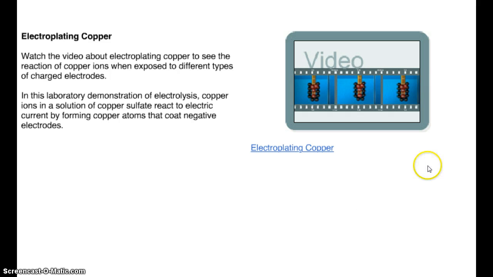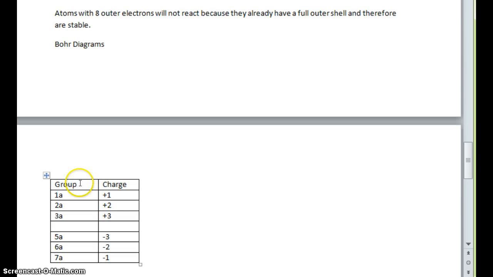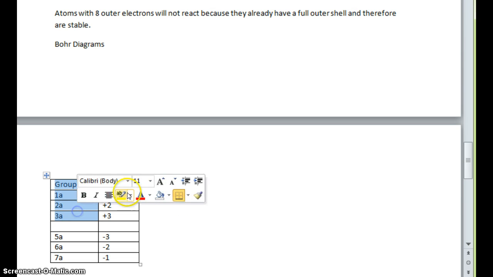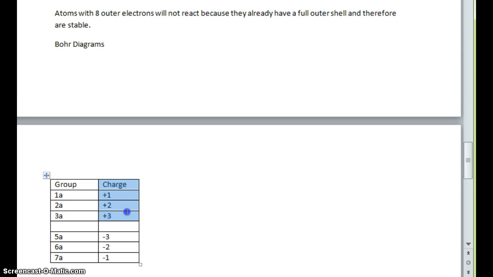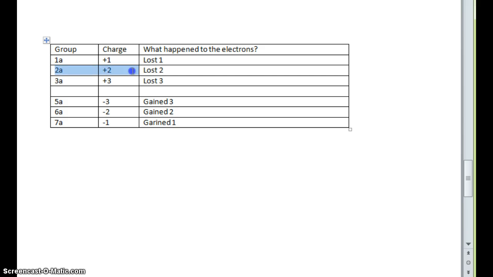I feel like we should add that to our notes, what I just said about the groups, because that is super important coming up. So I'm going to add this onto our notes. So I just made a table, the group, and the charge. And again, the reason that it's positive is because it lost 1 electron. Group 2 has a plus 2 charge because it lost 2 electrons. Group 3 has a plus 3 charge because it lost 3 electrons.